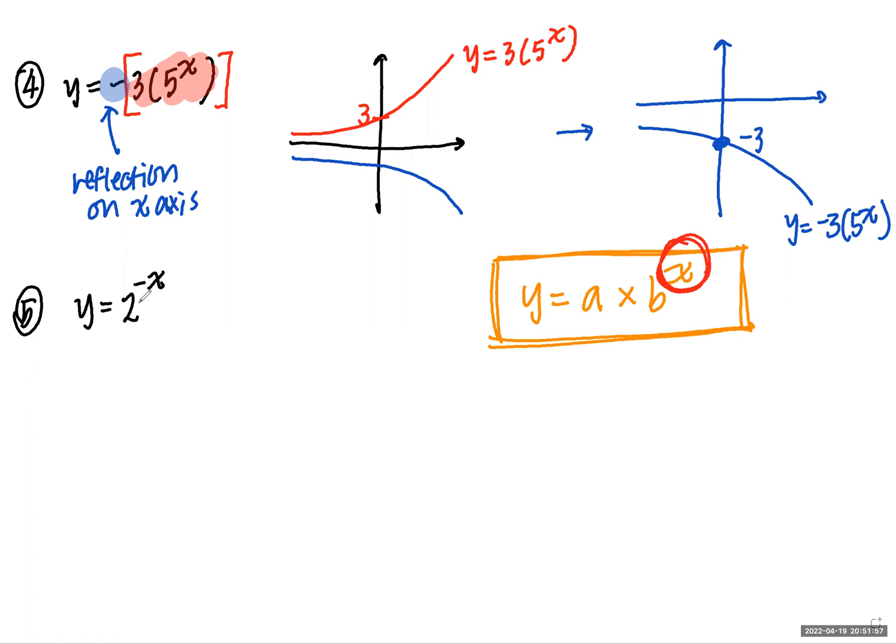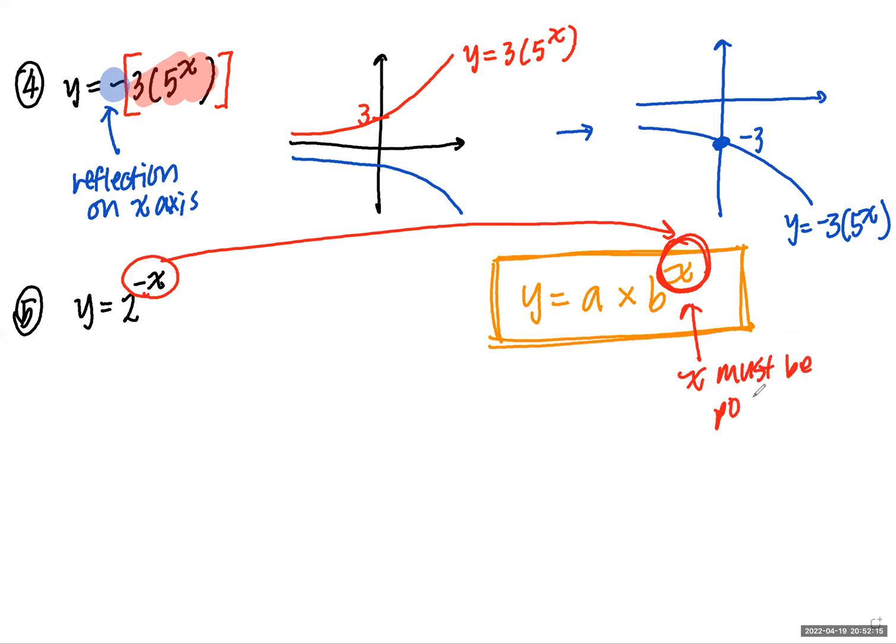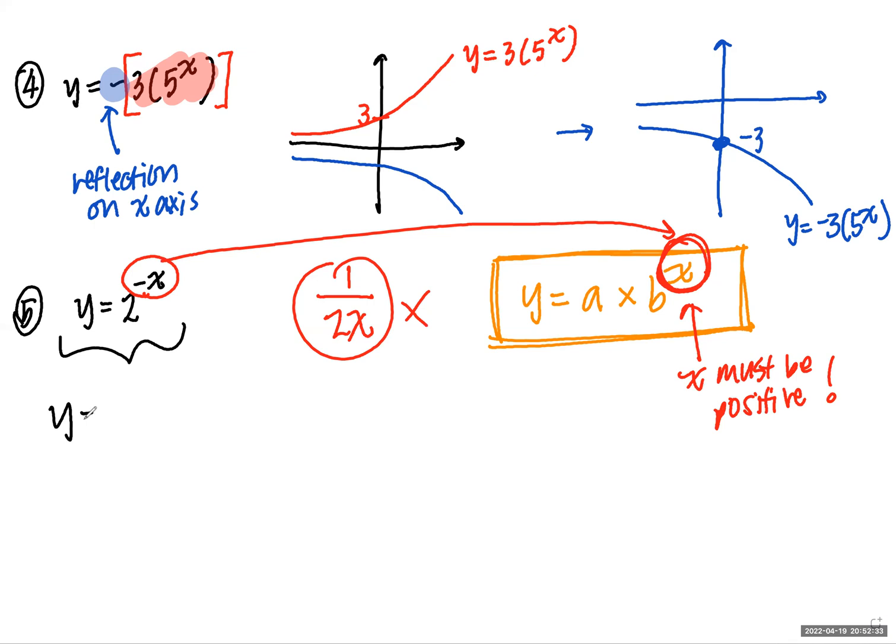But what's the problem with this one? It's negative. So do you all remember you all learned in indices? There's a way to make from negative to positive, because you know for sure your x must be positive. Not many students know this. 1 over 2x. Is it right or wrong? Wrong. So we need to rewrite this equation into y is equal to 1 over 2 to the power of x.